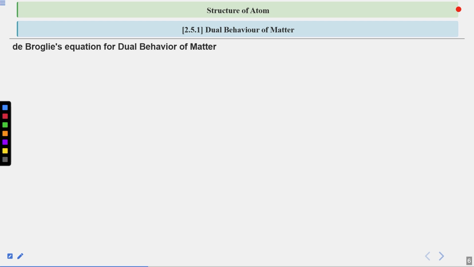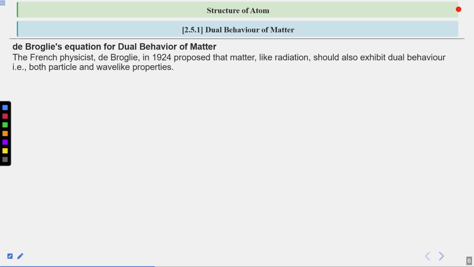De Broglie was the one who gave an equation for the dual behavior of matter. He said that if you have an electromagnetic radiation or any other radiation, or if you have matter, they both have the property of wave as well as particle. Not only does matter have the dual nature, but radiations also have the dual nature. This is important to note. This was given in 1924 by the French physicist de Broglie.